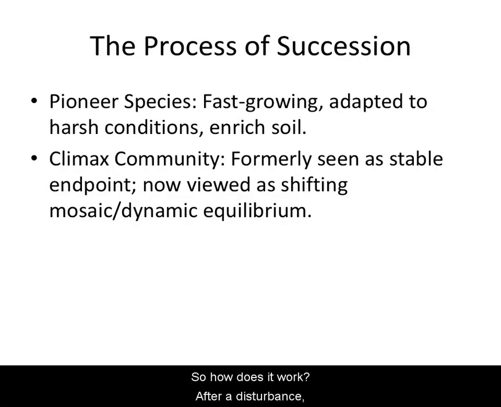So how does it work? After a disturbance, the first to arrive are the pioneer species. These are plants like grasses or aspen trees. They are tough, fast-growing, and love the sun. Their most important job is to stabilize and enrich the soil.